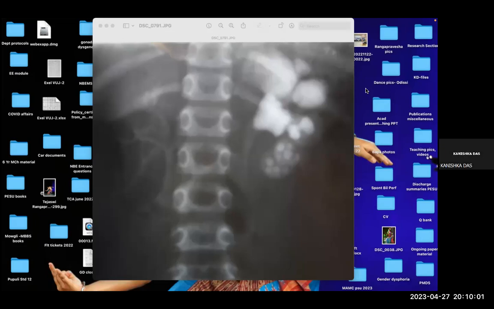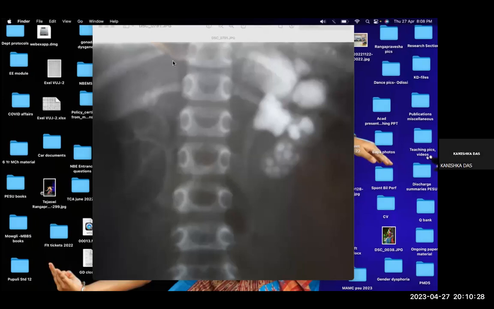Is it a contrast study only? Is this contrast that you're seeing? Some are so light, some are so dark. Sorry, sir, are these calcifications? This is not a contrast study. Maybe you are seeing some contrast also, but of an IVP thing.